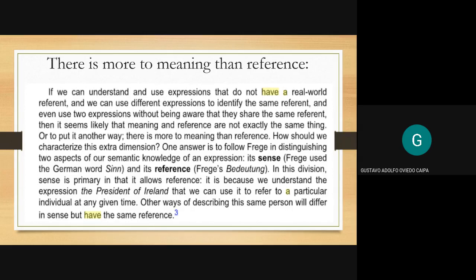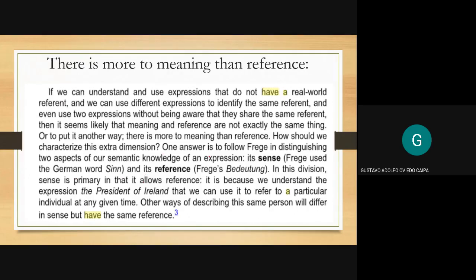It says, if we can understand and use expressions that do not have a real world referent, and we can use different expressions to identify the same referent, and even use two expressions without being aware that they share the same referent, then it seems likely that meaning and reference are not exactly the same thing. Or to put it another way, there is more to meaning than reference.